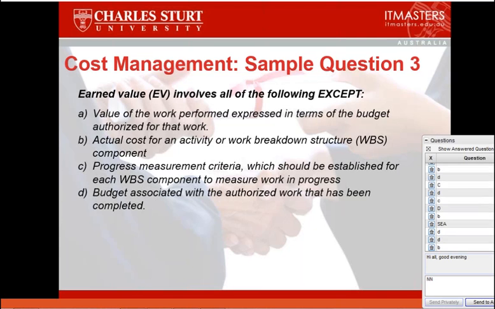As I thought, the answers are not easy, so we've got quite a variety of answers here. The correct answer is B. Earned value involves all of the following except actual cost of an activity or work breakdown structure component. So all the others are correct. This one is not correct. The word except is the important word here.